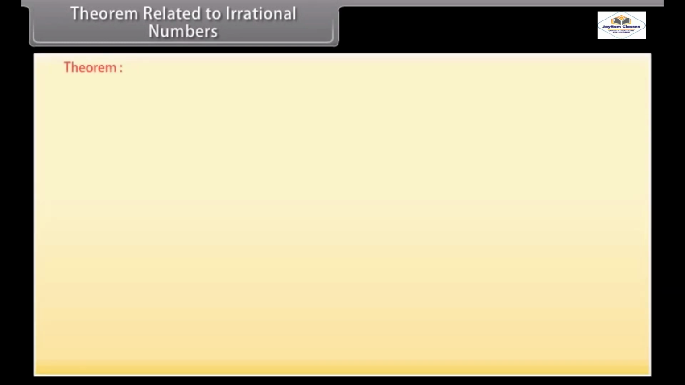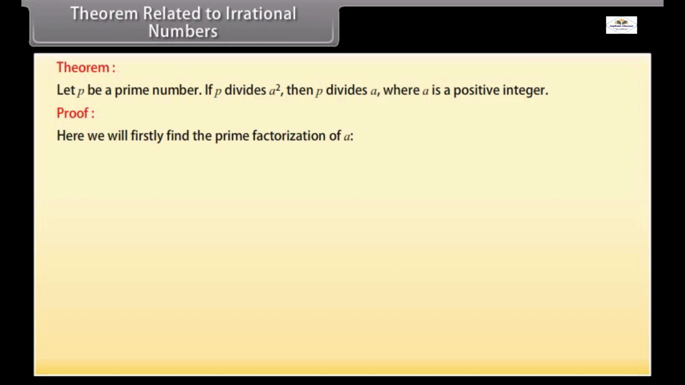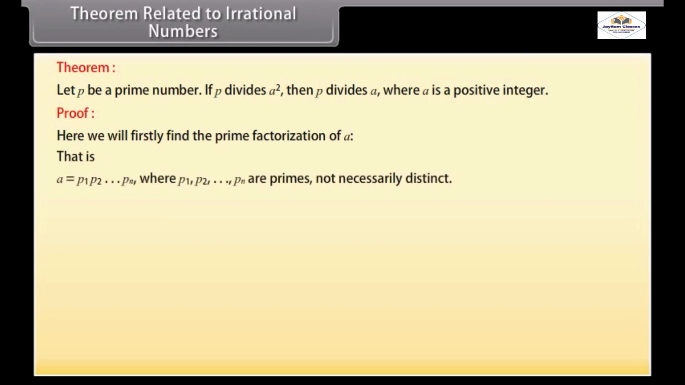Theorem related to irrational numbers. Theorem: Let p be a prime number. If p divides a square, then p divides a, where a is a positive integer. Let us prove this theorem. Proof: Here we will first find the prime factorization of a. That is, a is equal to p1, p2, and so on till pn, where p1, p2, and so on till pn are primes, not necessarily distinct.